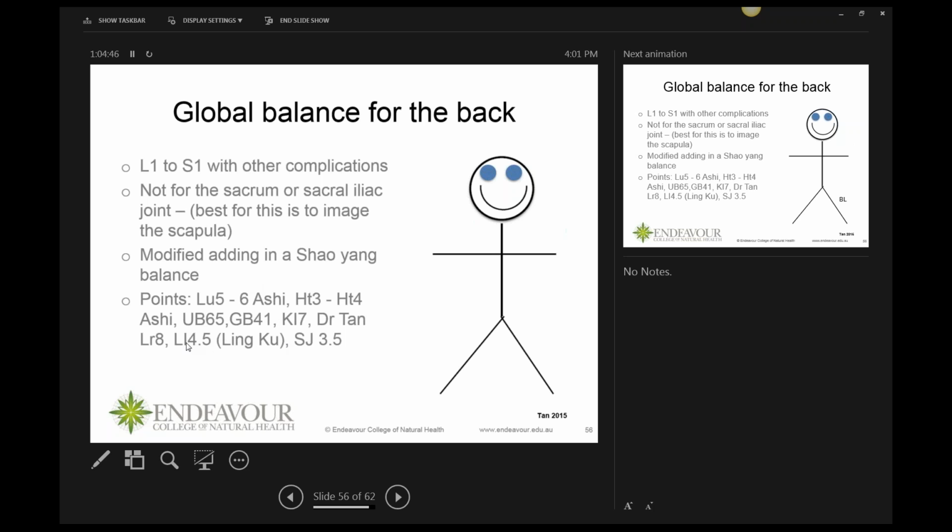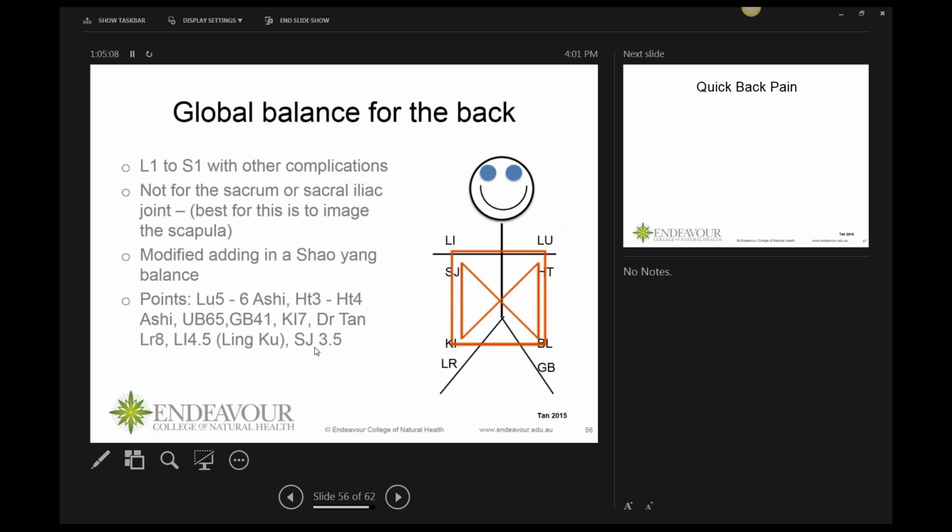Then what he also does is this Linggu and Sanjiao 3.5 as well. So what we end up with is 8 channels, and we get that structure from the first one, and then we end up with the bow tie as well. So we end up with that very stable structure. So this is his quite broad approach to treating a lot of lower back pain that involves particularly the bladder and the gallbladder, plus other complications that we've alluded to.